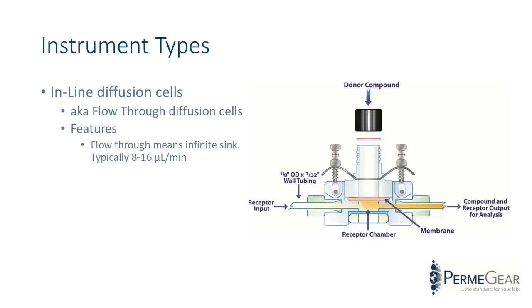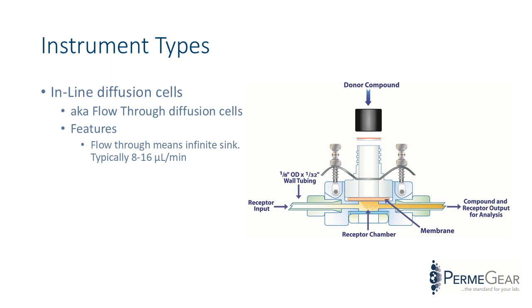Inline or flow-through diffusion cells are a completely different design but have been around a long time. Unlike the Franz and side-by-side cells where the media stays in place, the inline cells constantly have media entering and leaving the receptor chamber in a continuous flow. The flow rate is typically slow at only 8 to 16 microliters per minute. However, because it is constantly being moved out of the cell, there is not the same level of buildup of the active ingredient that one would see with Franz diffusion cells, making sink conditions much easier to maintain.